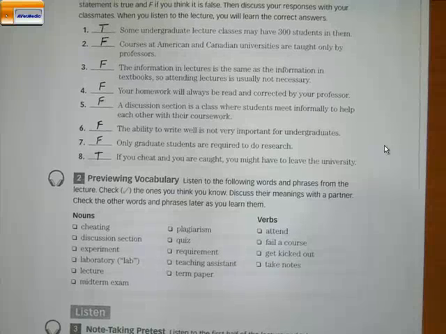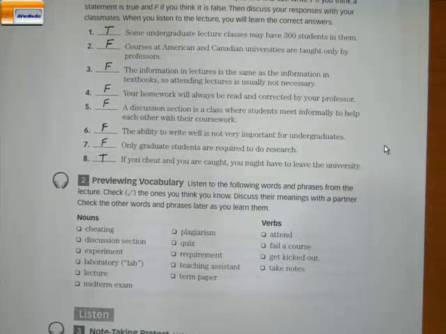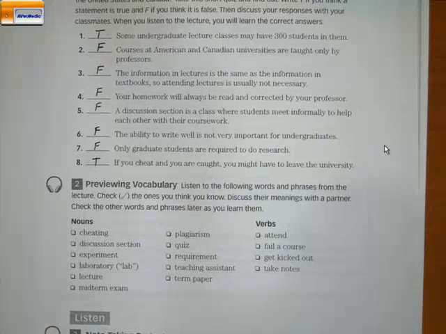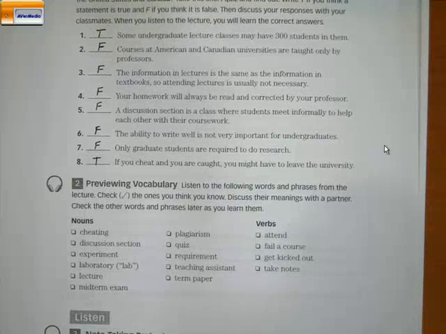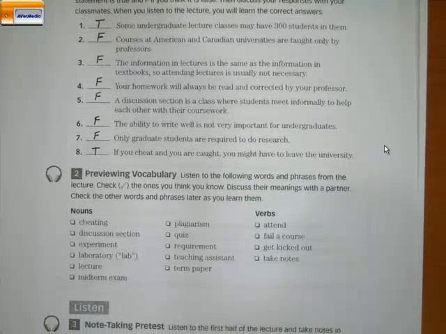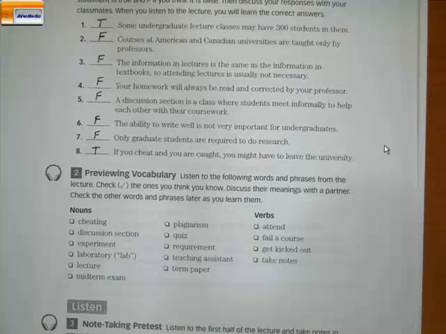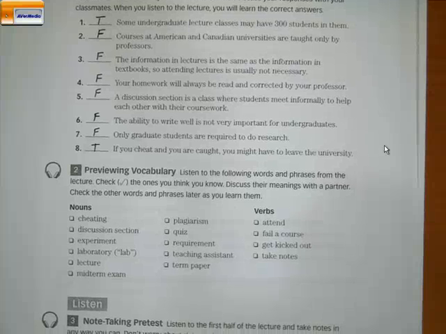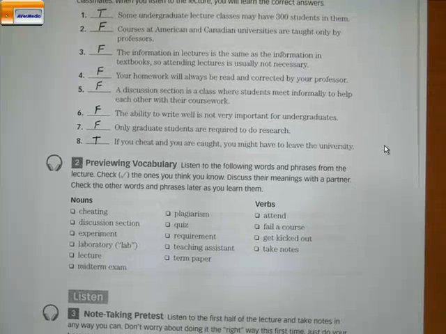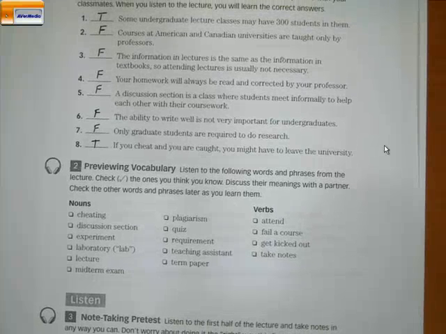Number 6, the ability to write well is not very important for undergraduates. No, that's definitely false, because we heard writing is very important. You have to take notes, and taking notes is part of that. Number 7, only graduate students are required to do research. No, we heard that undergraduates in North America also have to do term papers, maybe not advanced research, but nonetheless research. And finally, number 8, if you cheat and you are caught, you might have to leave the university. As we heard, if you cheat, such as plagiarism, you may be kicked out of the college or the university.